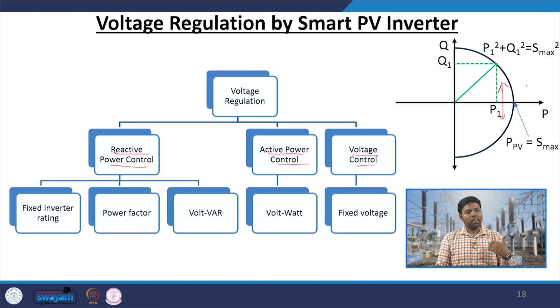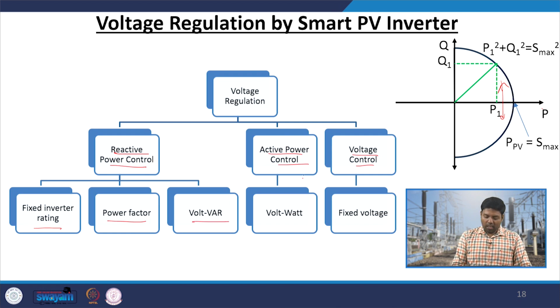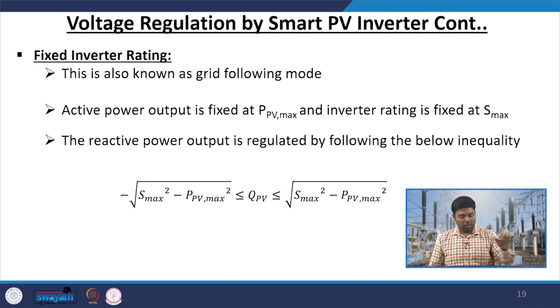That means active power it always has to supply, it cannot take back active power. So, active power is always positive, but your reactive power can be positive or negative depending upon the necessity of the circuit. Reactive power control you can do by fixed inverter rating, by power factor correction, or maybe you will need a fixed amount of power factor. Volt-VAR control, then active power control you can do with the volt-watt control, and voltage control you can do with the fixed voltage control. We will see one by one.